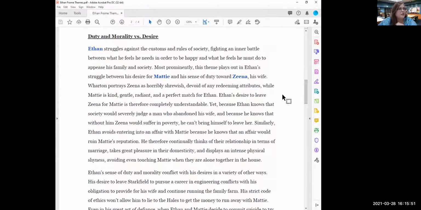But this also ties into duty and morality versus desire, where we don't do the things we want to do because we think we have to do things. So there's a fine line here. And here's how it's shown in the novel. Ethan struggles against the customs and rules of society, fighting an inner battle between what he feels he needs in order to be happy and what he feels he must do to appease his family and society. Most prominently, this theme plays out in Ethan's struggle between his desire for Mattie and his sense of duty towards Zeena, his wife.